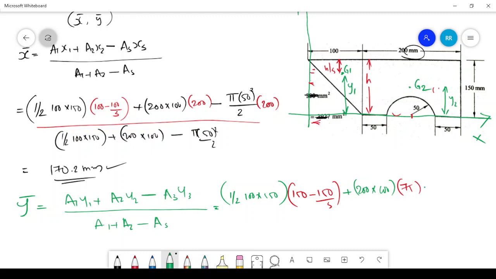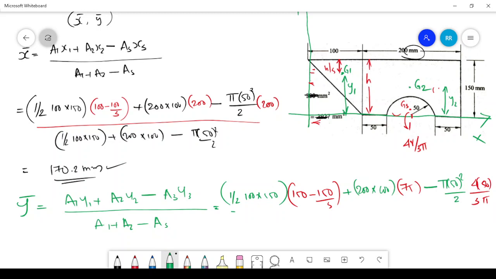And the last value is definitely minus the area of the semicircle, pi 50 square by 2 into the y distance. If this point is the centroid of the semicircle, we have learned that this vertical distance will be equal to 4r by 3 pi. It should be by heart. This distance from the horizontal axis to the centroid of the semicircle is 4r by 3 pi. That means while substituting, 4 into 50 divided by 3 into pi, right?